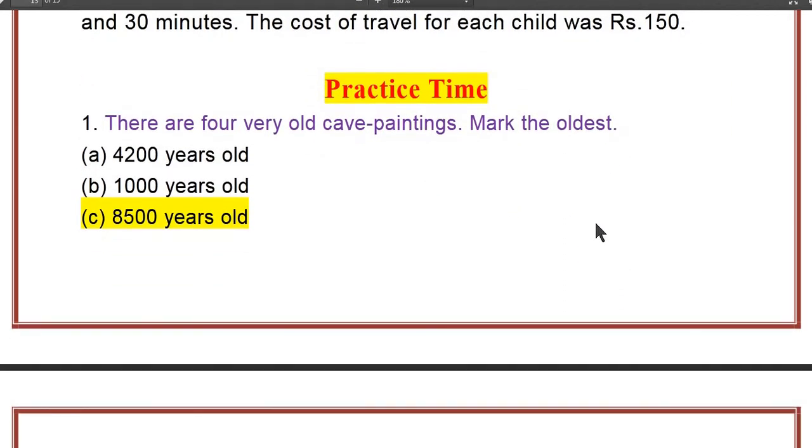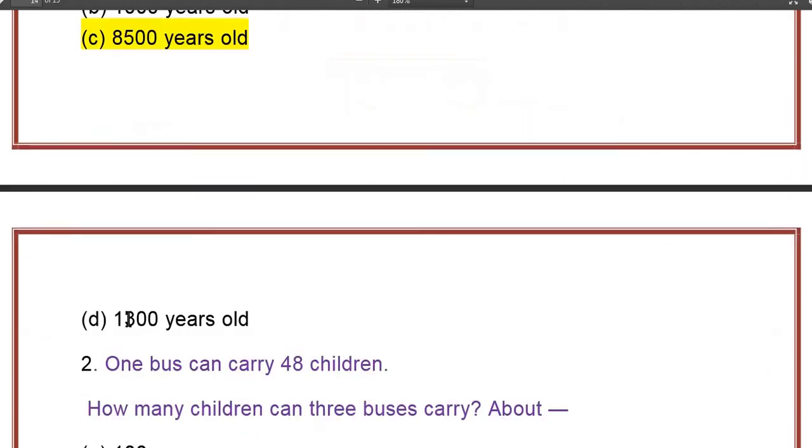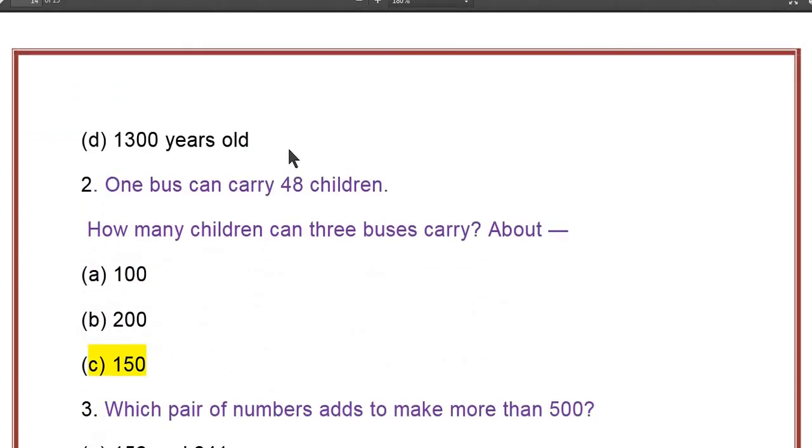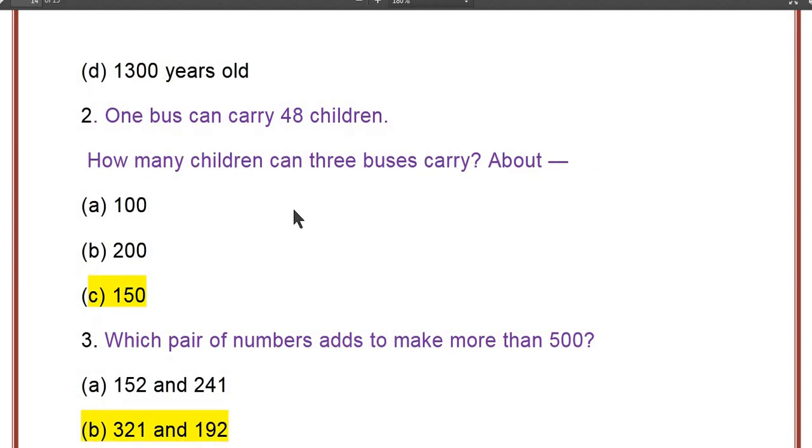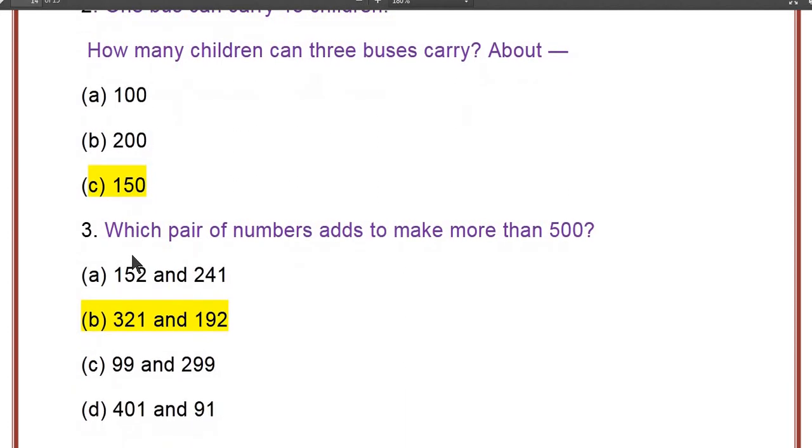Now practice time. There are 4 very old cave paintings which mark the old days. 4,200 years old, 1,000 years old, 8,500 years old. So C is the correct answer. Second, one bus can carry 48 children. How many children can 3 buses carry? About 100, 200, 150. Here 150. 48 into 3 is equal to 144. 144 is nearest to 150.